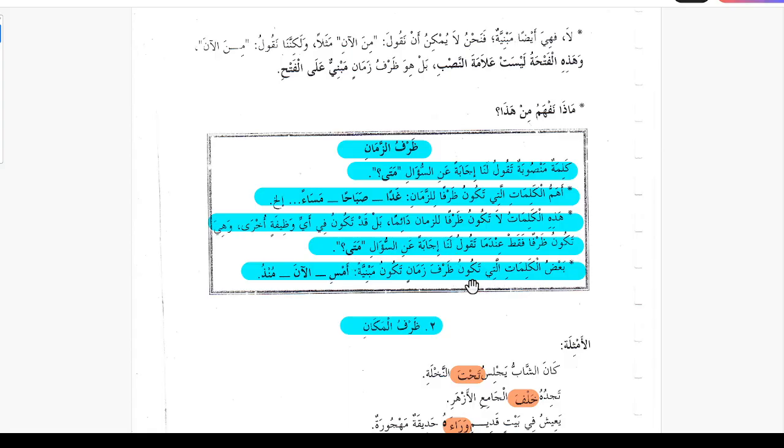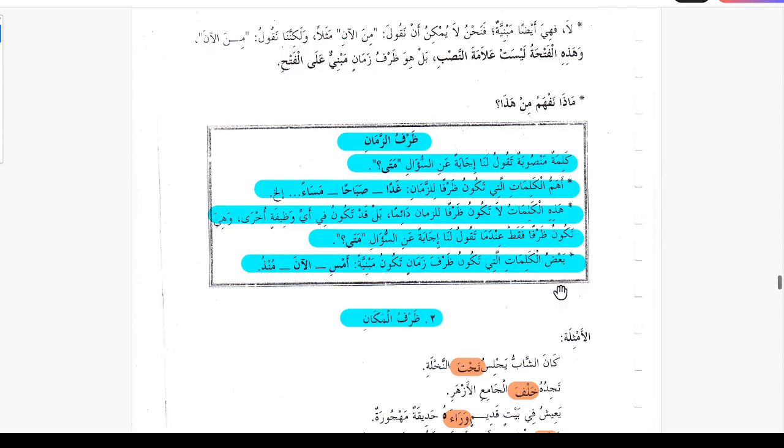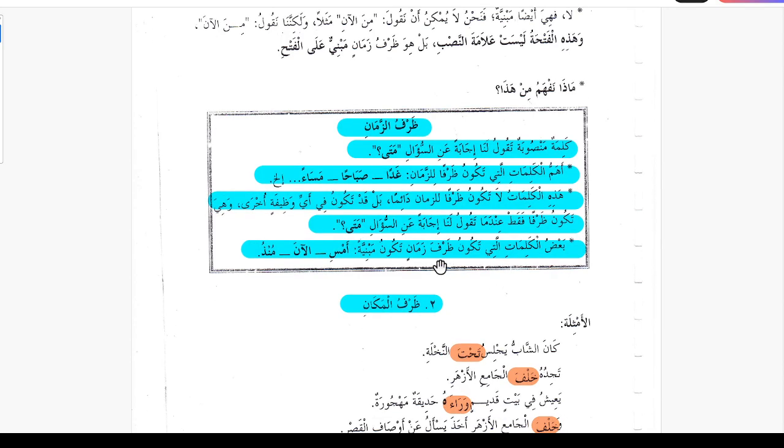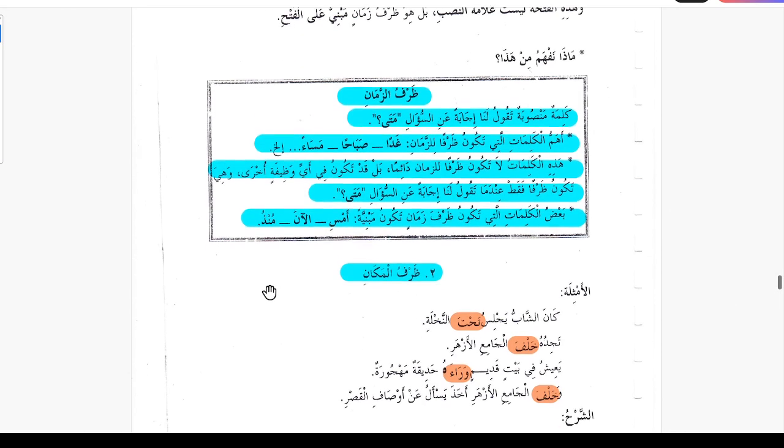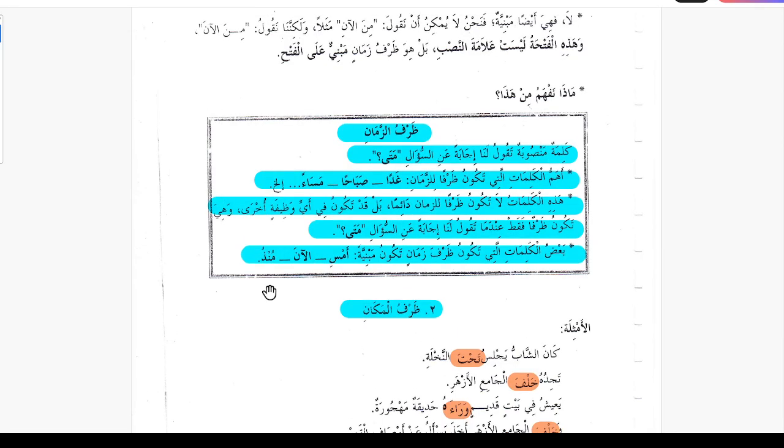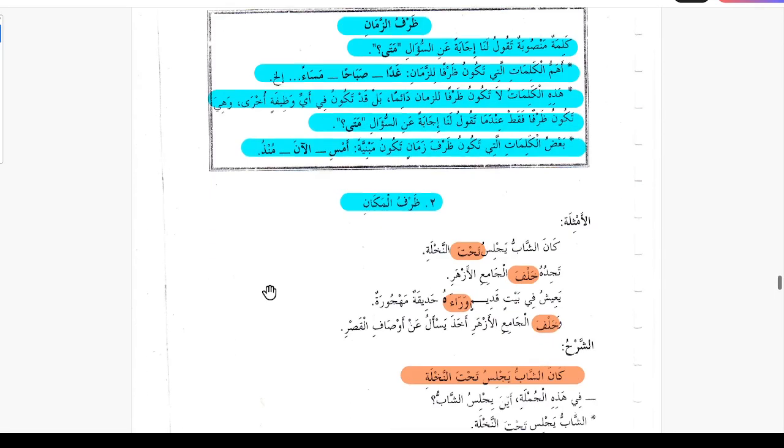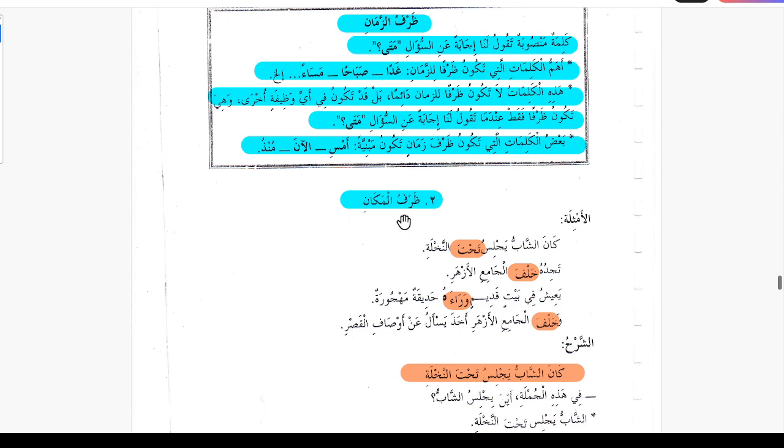Bazul kalimat allati takunu zarfu zaman takunu mabniyatan, some of the words which are zarfu zaman are mabni, like amsi, al-ana, munzu. So normally they are mansub, but sometimes there are some words which are mabni also, like amsi, al-ana, munzu. So that was the zarfu zaman, the adverb of time. Now we're going to study zarful makan, the adverb of place.